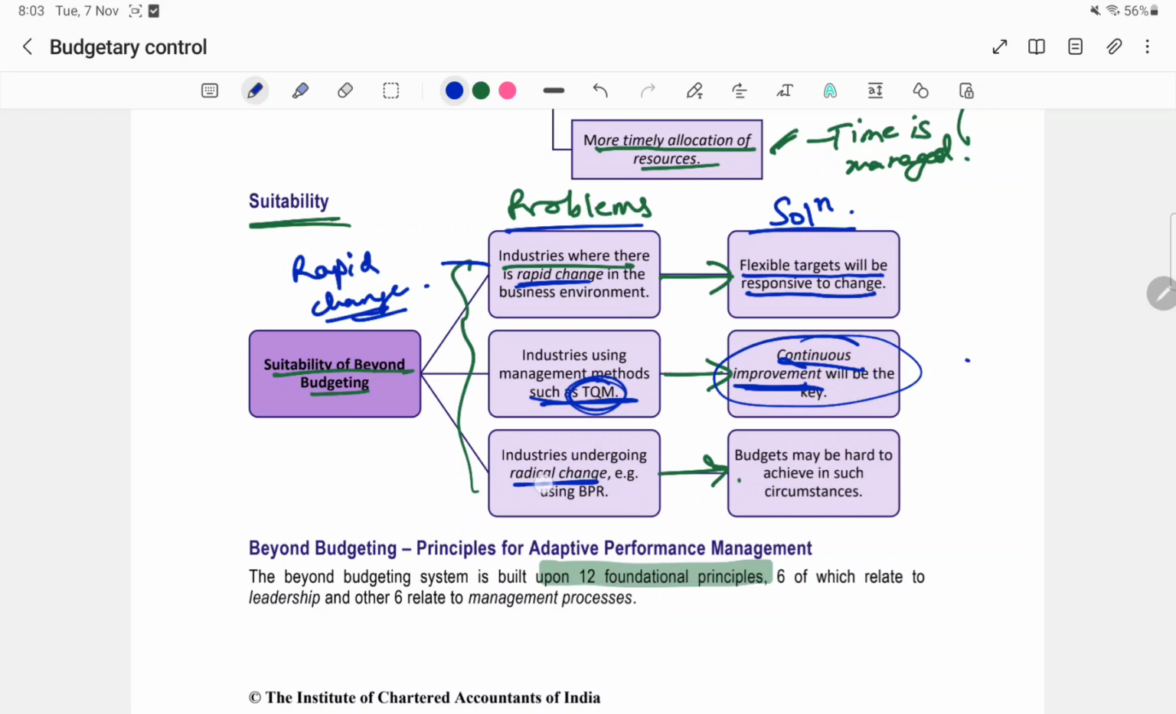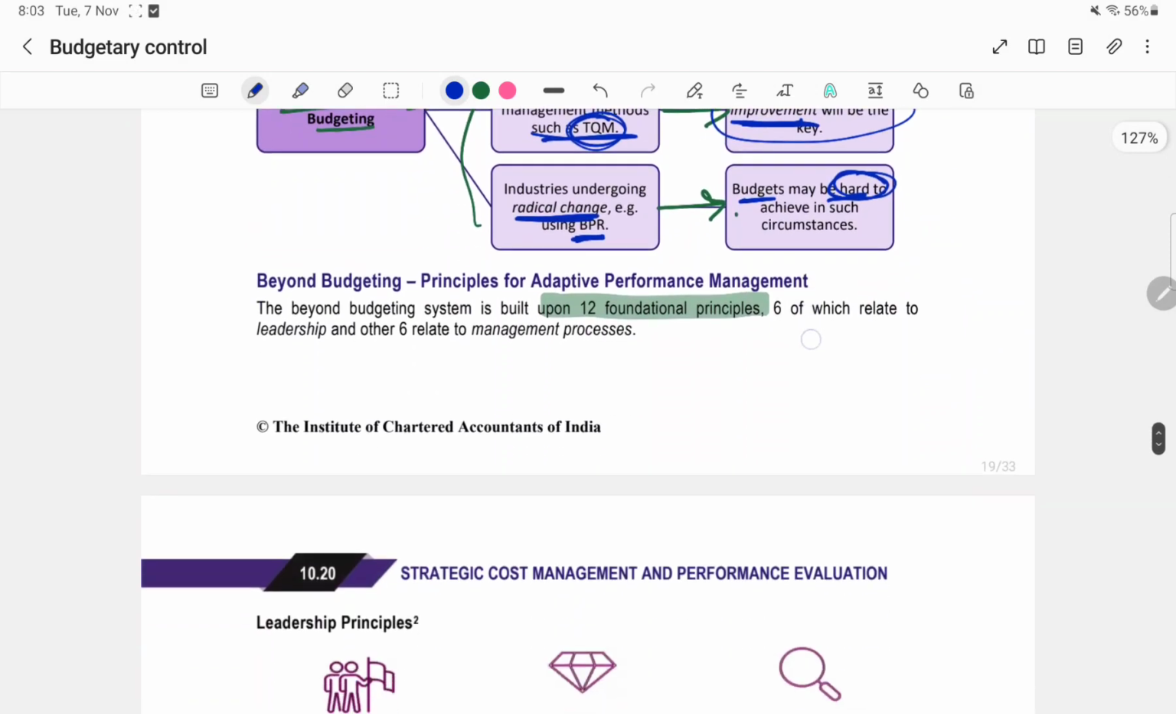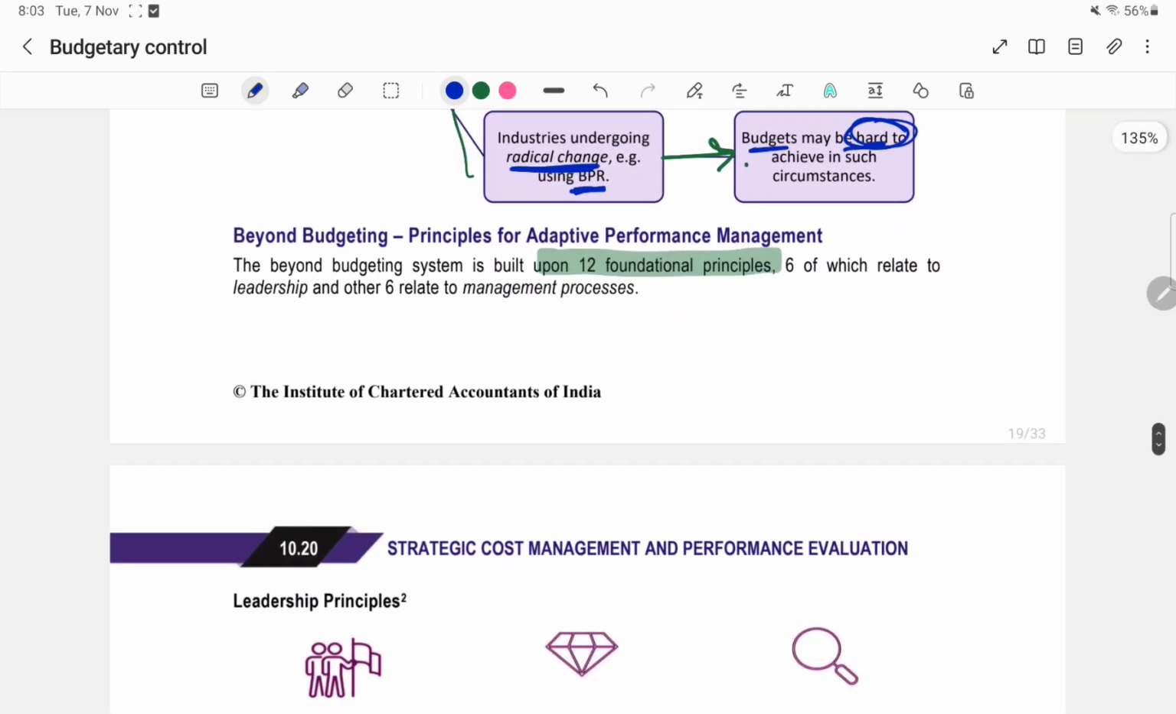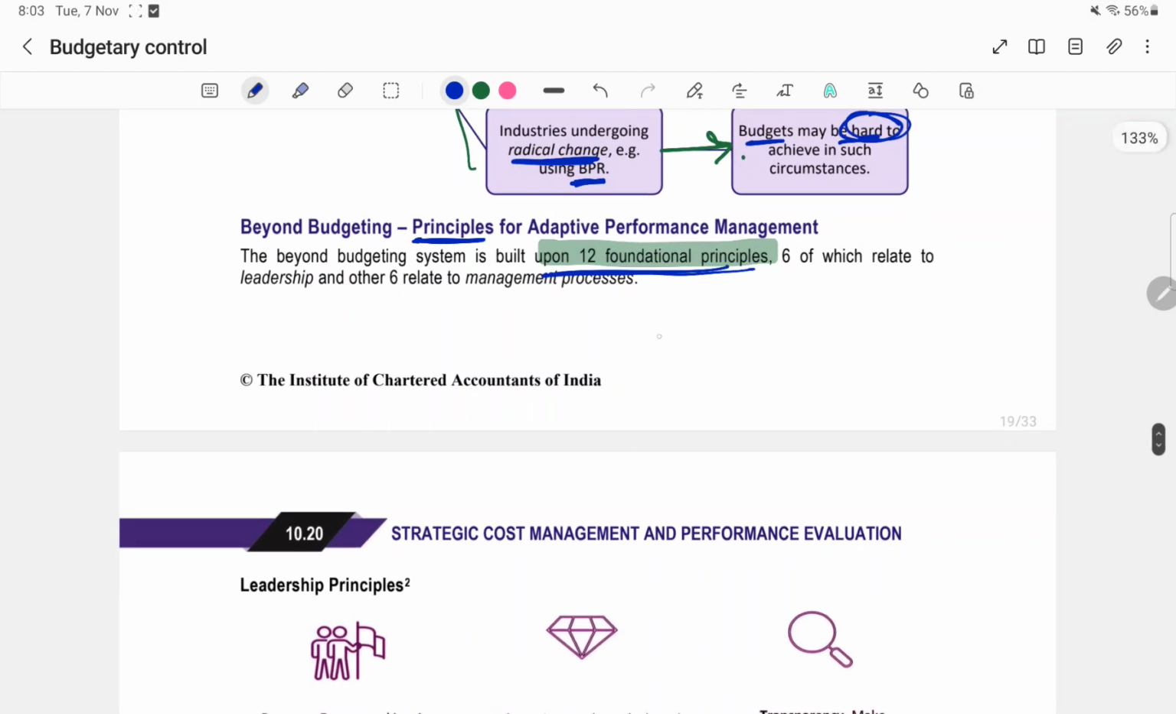Now if the industry is going for radical change, that is BPR, business process re-engineering. So in this case, obviously the budgets may be hard to achieve. That's why beyond budgeting has to be followed. Now in beyond budgeting, there are 12 foundational principles. So of 12, bifurcation is made: 6 are leadership, and 6 principles are based on management process.